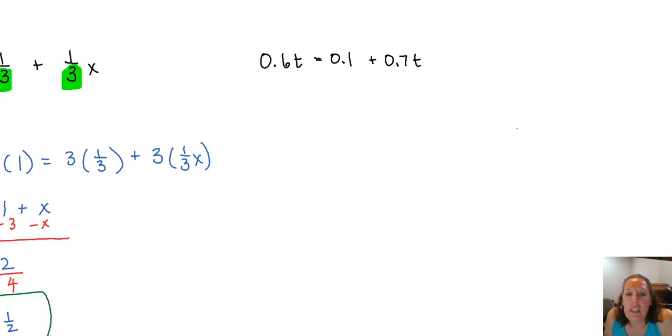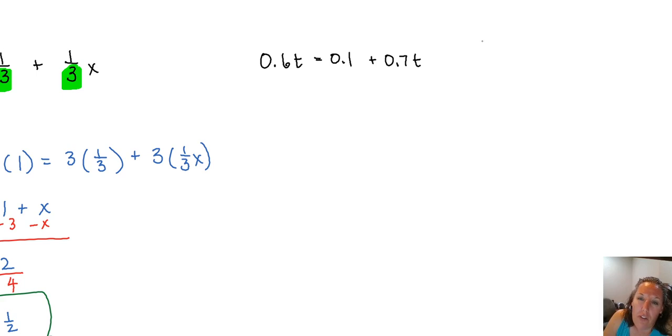This one doesn't have fractions, but it has decimals in our coefficients. So here we have 0.6t equals 0.1 plus 0.7t. Now notice how all of our coefficients go out to the tenths place. So that means if we multiply by 10, we can get this all to be whole numbers. So you can work with it either with the fractions, or we can do a similar approach as what we did on the last one and multiply everything by 10 to get it to be whole numbers.